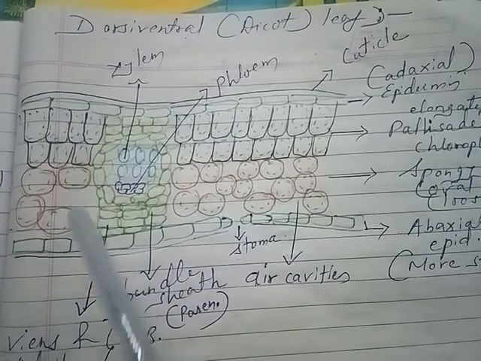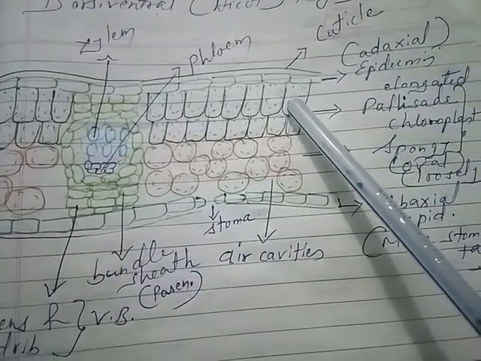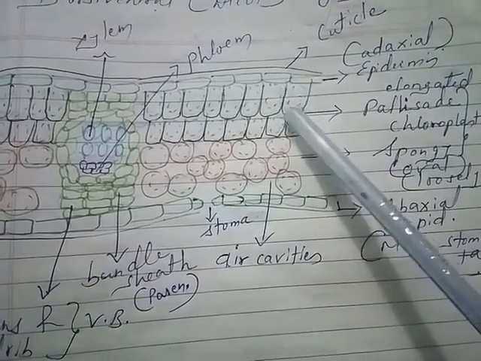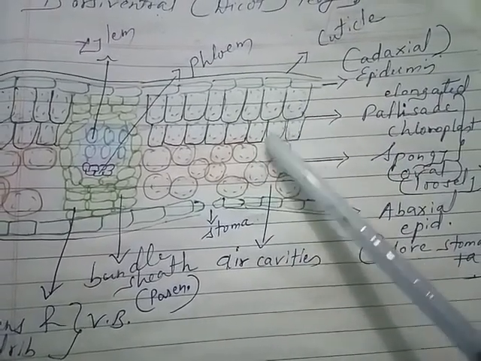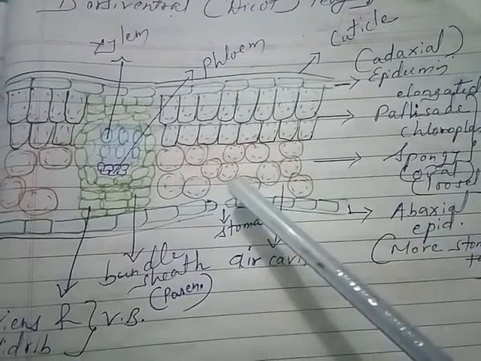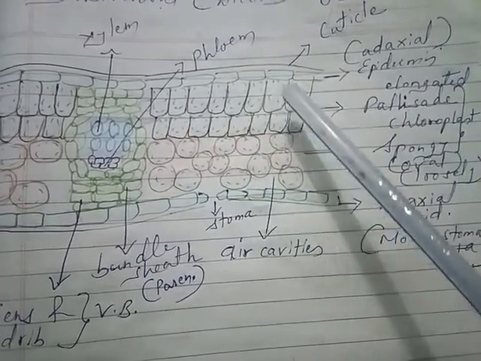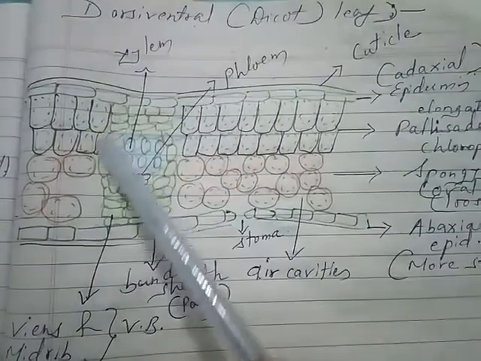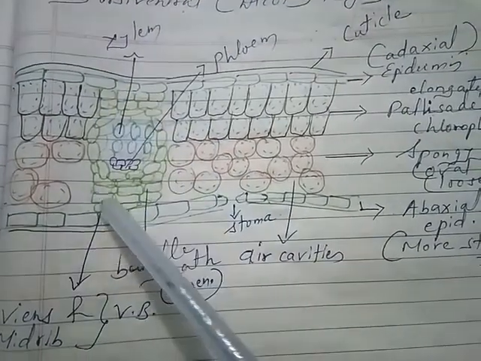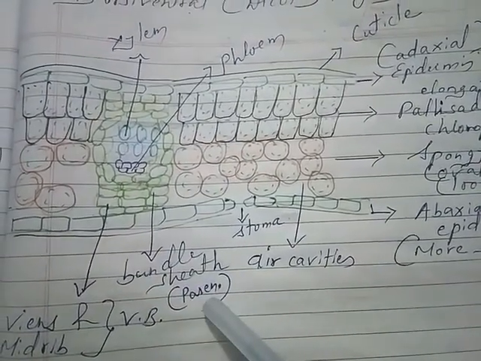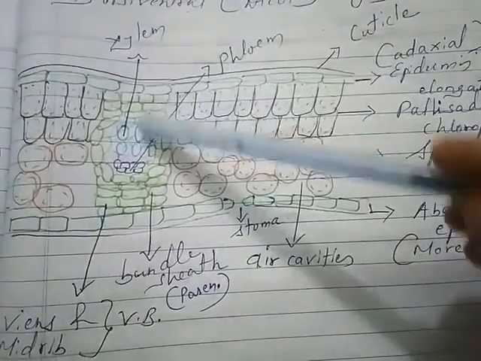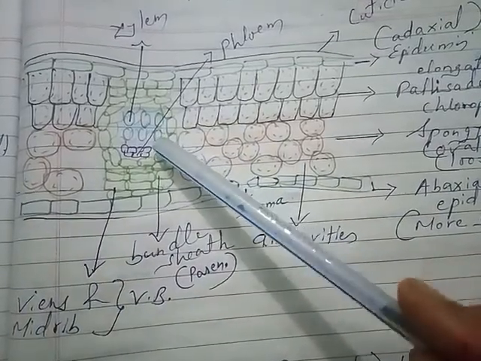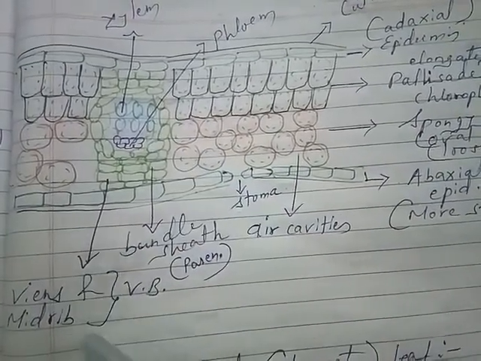Then the mesophyll cells are of two types, that is palisade and this is called spongy. Palisade cells are rectangular in shape, while spongy are oval in shape, and it is having intercellular space in between. They are having chloroplast, so photosynthesis can take place. Then vascular bundle, here vascular bundle is having bundle sheath which is made up of parenchyma. Xylem will be towards the upper epidermis and phloem will be towards the lower epidermis. So vascular bundle will be present in the veins and the midrib.